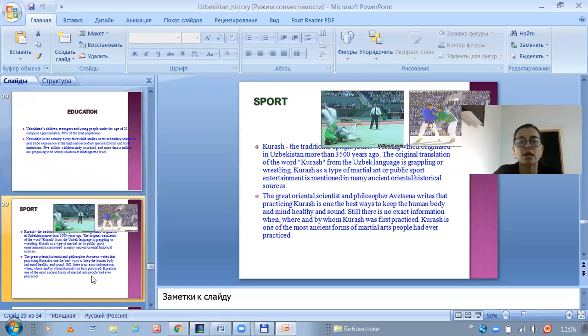Sport. Kurash is our national type of sport, originated in Uzbekistan more than 3,500 years ago. The original translation of the word kurash from the Uzbek language is grappling or wrestling. Kurash is a type of martial art or public sport entertainment mentioned in many ancient Oriental historical sources. The great Oriental scientist and philosopher Avicenna, Ibn Sina, writes that practicing kurash is one of the best ways to keep the human body and mind healthy and sound.